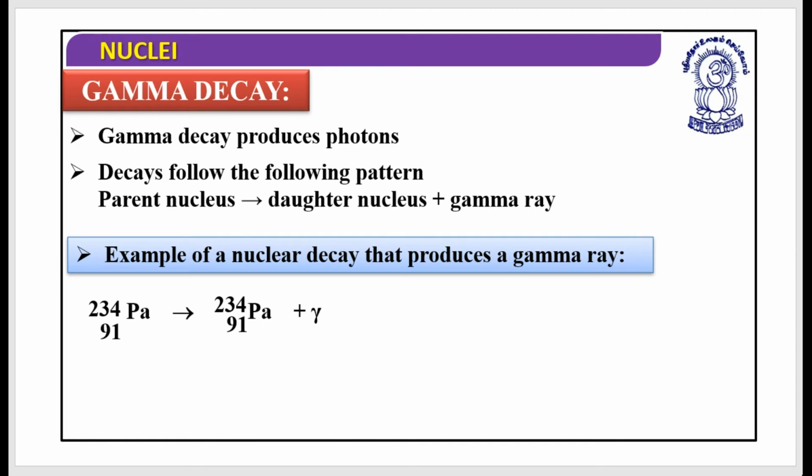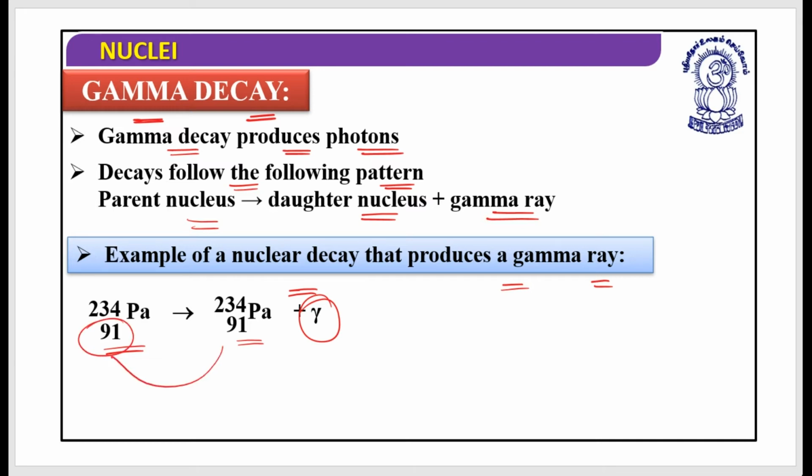Great. So now let's switch to gamma decay. Gamma decay produces photons for us, and it follows this pattern: the parent nucleus gives the daughter nucleus plus the gamma ray. An example of a nuclear decay that produces a gamma ray is 91Pa234 giving 91Pa234 plus gamma. Surprisingly, there is no change in the atomic number and no change in the mass number. Nothing has been changed.